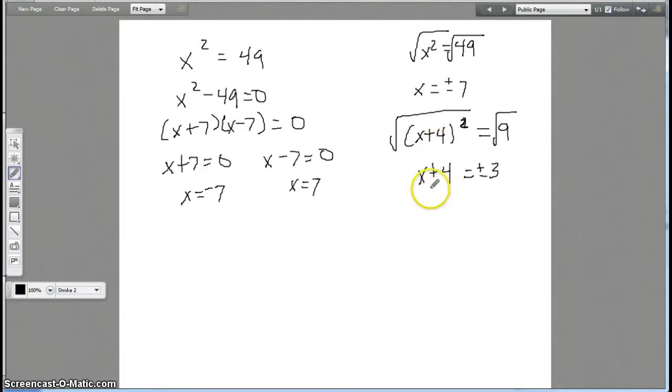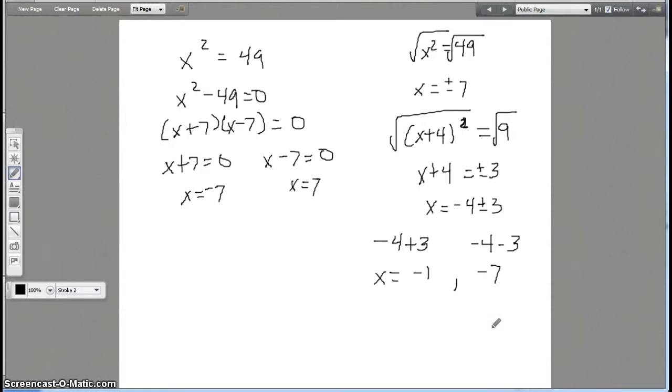So now we need to get the x by itself. To do that, we need to subtract 4 from both sides. So we get x equals negative 4 plus or minus 3. Now, there's two different values here for x. So we need to figure out what is negative 4 plus 3 and what is negative 4 minus 3. Well, negative 4 plus 3 is negative 1. Negative 4 minus 3 is negative 7. So x is going to equal negative 1 and x can equal negative 7. Both of those values will make this equation true.